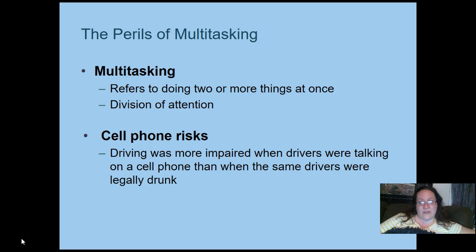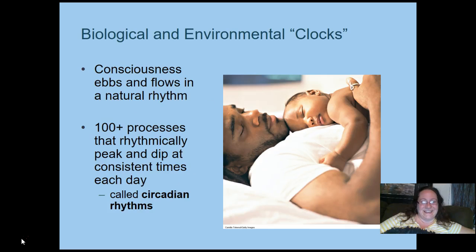Multitasking is something that we all think we can do. I know I think I can do this much better than I actually can. So it's doing two or more things at once. We're dividing that attention. And cell phones are actually really, really dangerous for this reason. So it's worse to drive on one's cell phone than it is often to drive when legally over the limit. So definitely not telling you to drive over the limit, but also don't drive with your cell phone.